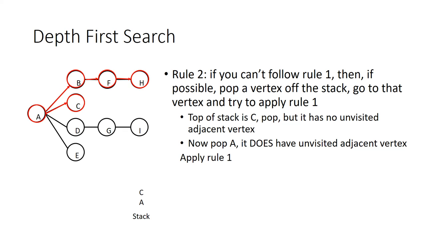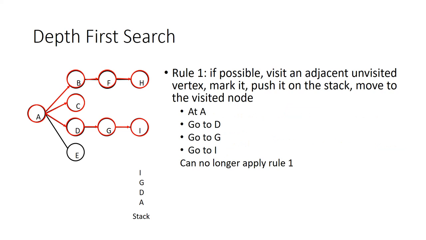So we're back up at A, and we're going to apply Rule 1 again from A. So here's Rule 1 again. We're at A. So we see where we haven't visited, and we'll pick D this time. So we go to D, we visit it, we mark it, we push it onto the stack, and now we're going to see if there's any place else we can visit, and there is. We can go to G.